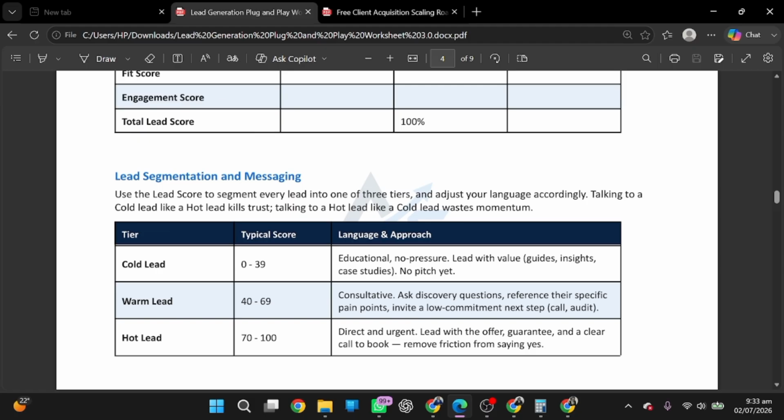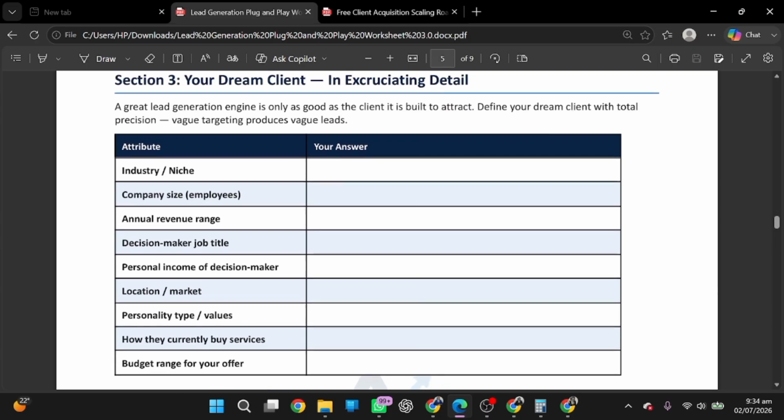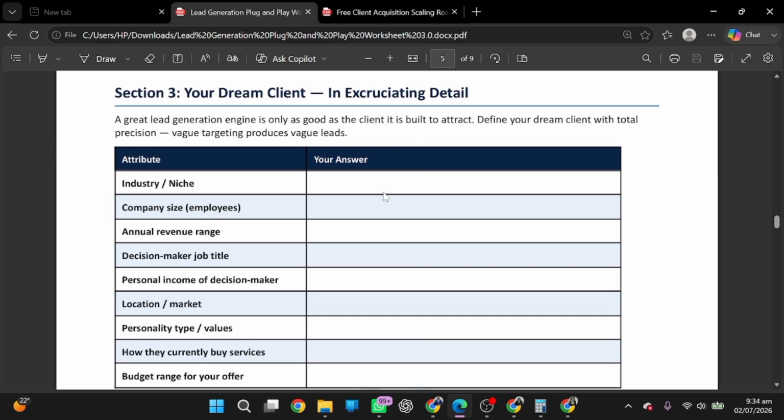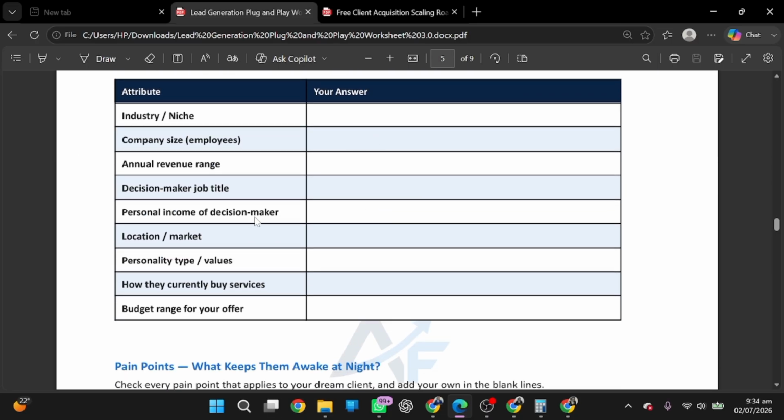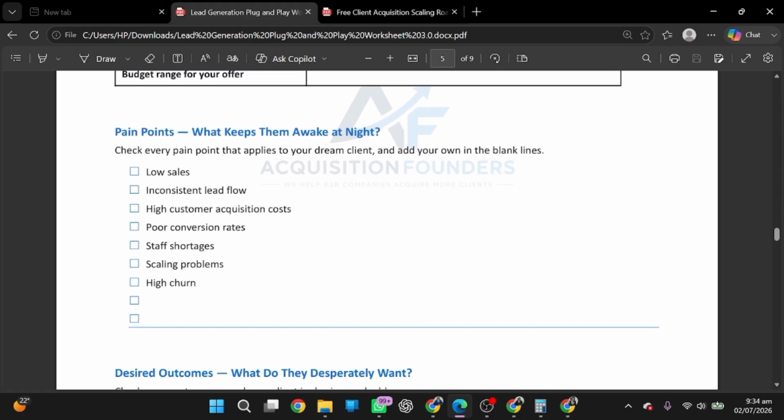So lead segmentation and messaging. We're going to go ahead and fill in all of these. Your dream client to a T, fill in your dream client here. Pain points: what keeps them awake at night? Is it low sales, inconsistent lead flow, high customer acquisition cost, poor conversions, staff shortages, scaling problems, high churn, whatever it is, write it here.